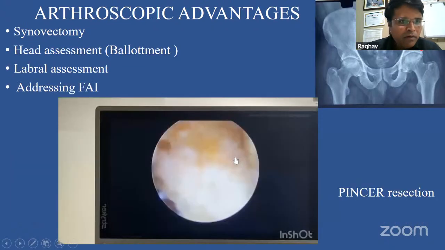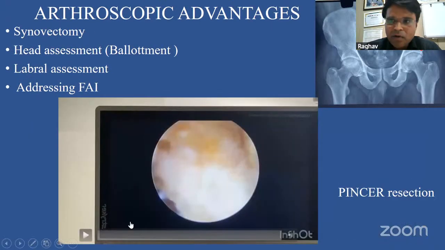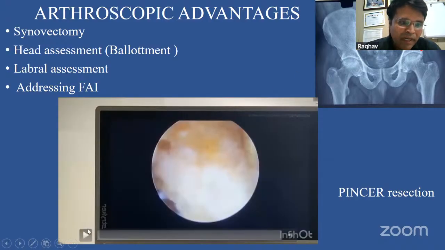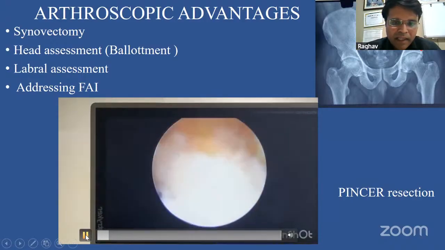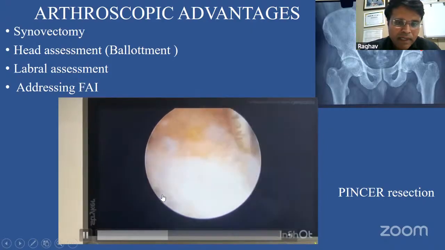Another important point: along with the cam, we can address the pincer also. You can see in the picture here, he had a bilateral AVN, left side I operated. He had a global over coverage as well, coxa profunda. So I had to do a rim trimming. Fortunately, here again there was no chondrolabral separation. So that was a labrum.